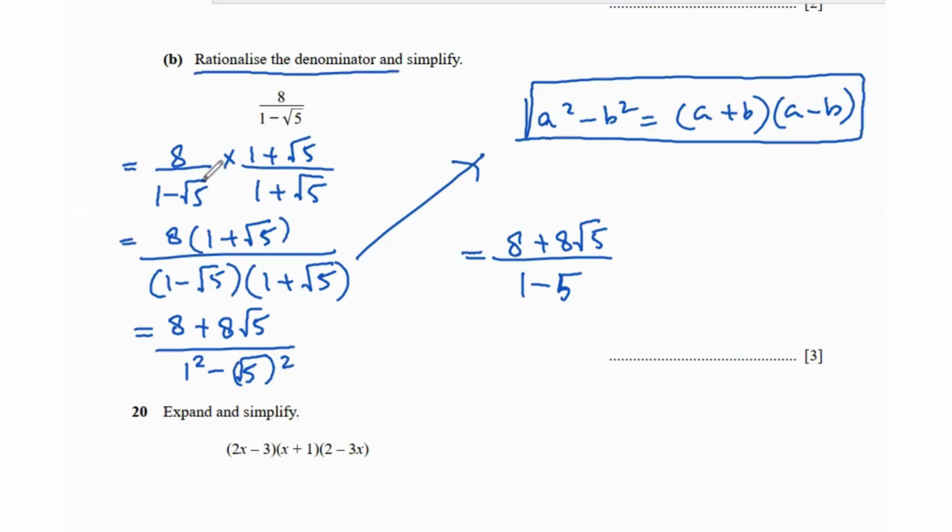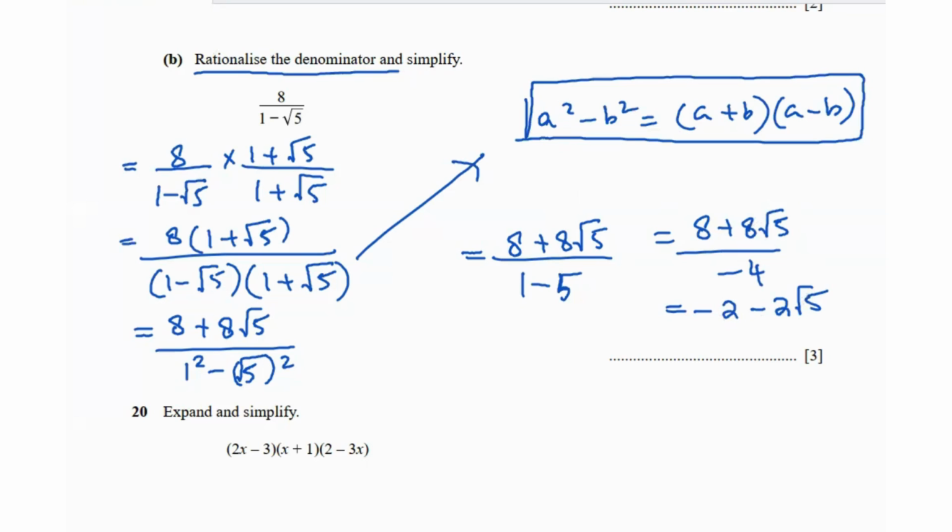So expand the bracket, 8 times 1, 8 times root 5. And the root 5 is treated as a variable. Just keep that in mind as well. Just like we do in variables, 8 times x would be 8x. Similarly, 8 times root 5 would be 8 root 5. So 8 plus 8 root 5. And the denominator, it's 1 square minus root 5 square, which is 1 minus 5, which is negative 4. So 8 divided by negative 4 is negative 2. And 8 divided by negative 4 again is negative 2. So root 5 comes as it is. So this is your rationalized denominator.